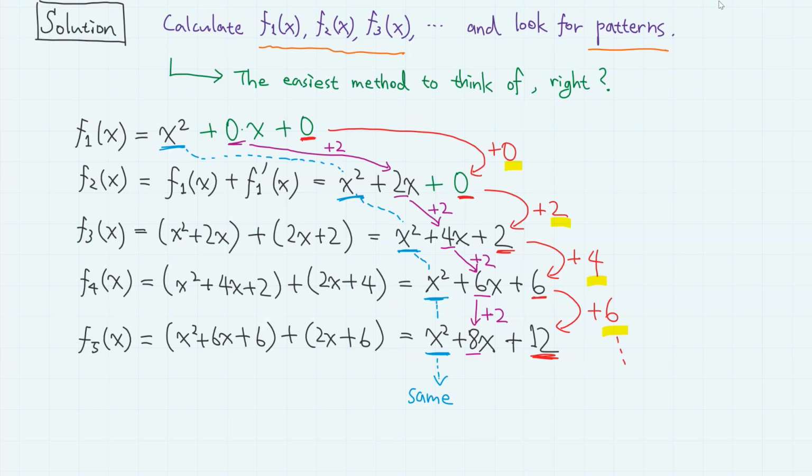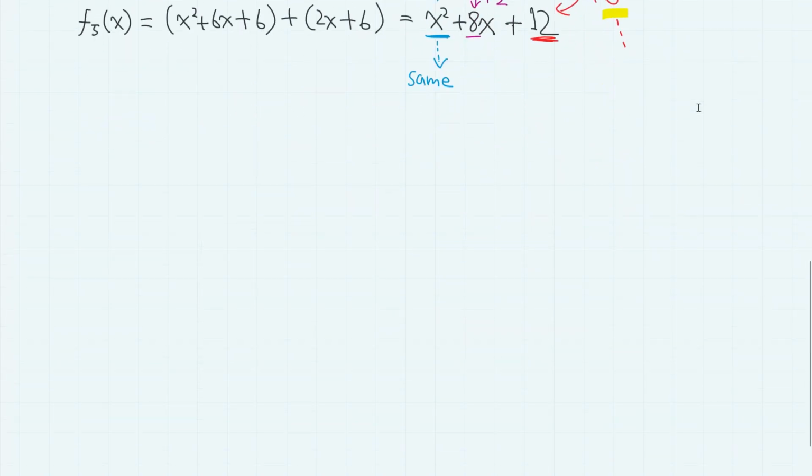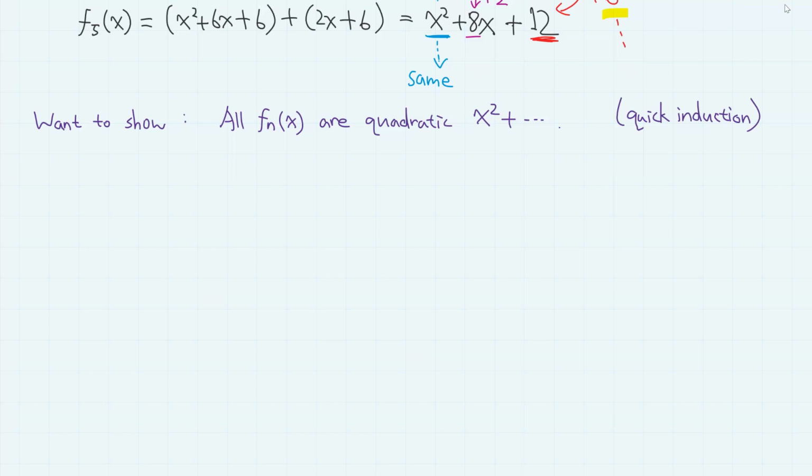This observation is more than enough to solve this problem, but since this is an educational video, let's express this more systematically. First, let's show that all f_n(x) are quadratic polynomials with leading coefficient 1. It's obvious, but let us quickly show that in a logical manner. It's just simple induction. f_1(x), which is x squared, is a quadratic polynomial with leading coefficient 1.